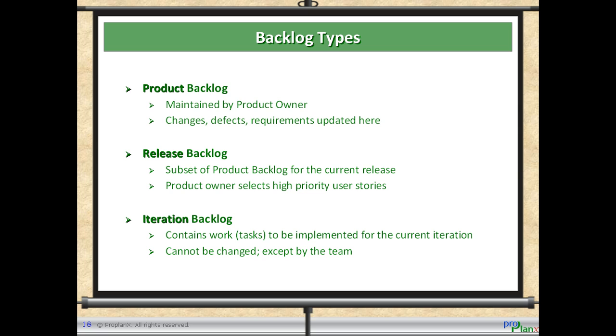Product backlog. This is maintained by the product owner. It contains changes, defects, requirements, and any other updates. Release backlog. This is a subset of the product backlog for the current release. This contains the high priority user stories selected by the product owner. Iteration backlog contains work or tasks to be implemented for the current iteration. This backlog cannot be changed except by the team.